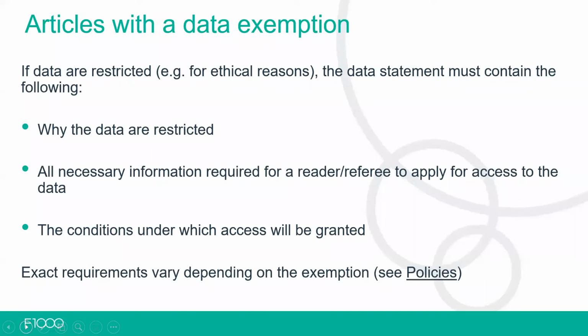Now, if you are uploading an article which comes with a data exemption, the 4 points that I mentioned, even then you will need to write a data availability statement, and it must contain why the data is restricted, all the necessary information required for a reader to apply for access. So if it is stored in a restricted repository, how can you apply for the access, the conditions under which that access will be granted, and the requirements depending on the exemption.